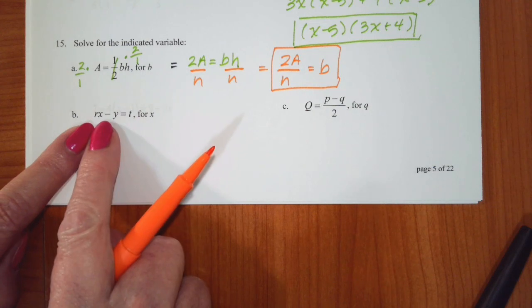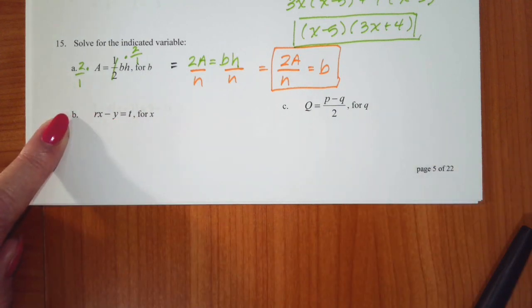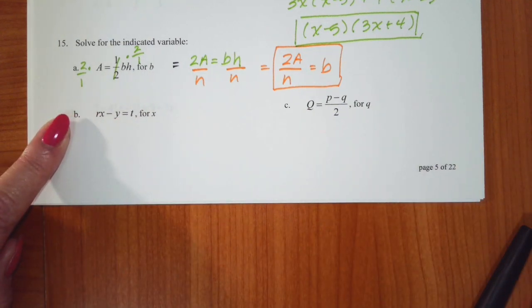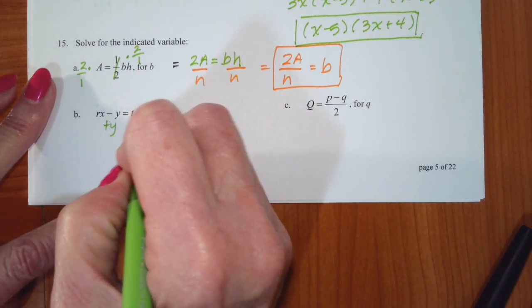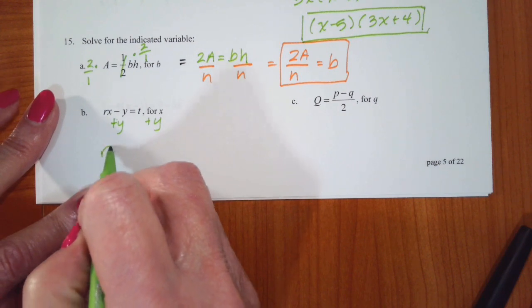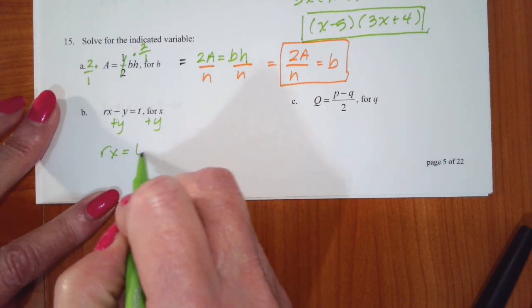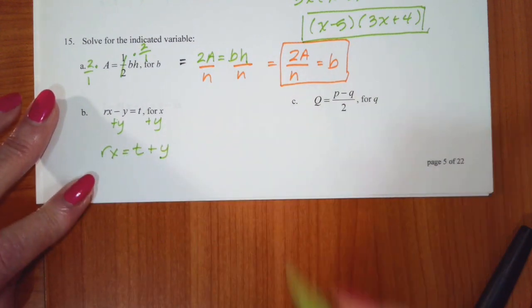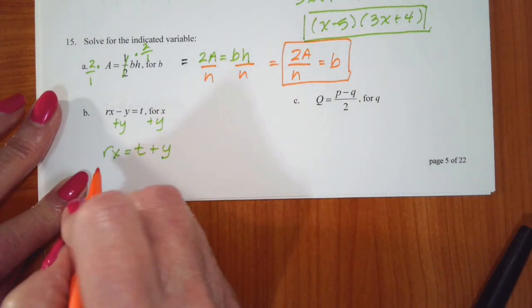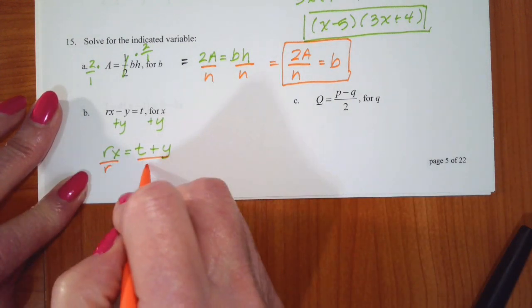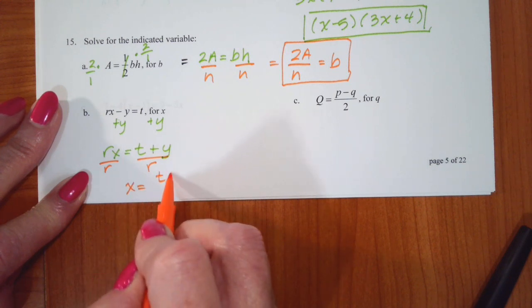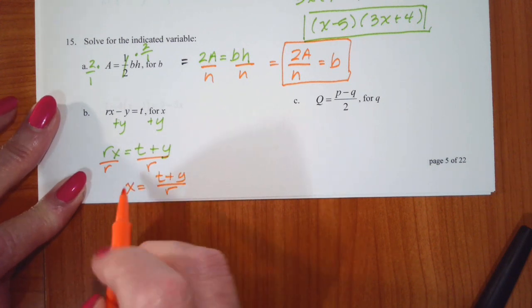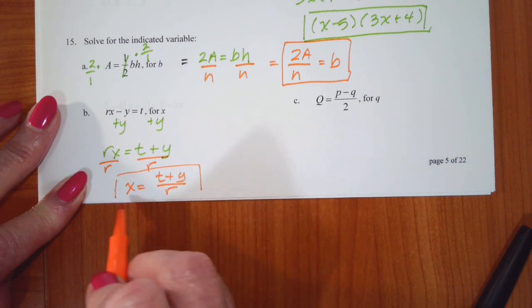Okay, if I want to solve for x, I have to get rid of the y, I have to get rid of the r. I'm going to get rid of the y first by adding y to both sides. So that gives me rx is equal to t plus y. And I'm going to divide both sides by r. So I get that x is equal to t plus y over r. And that's my answer.